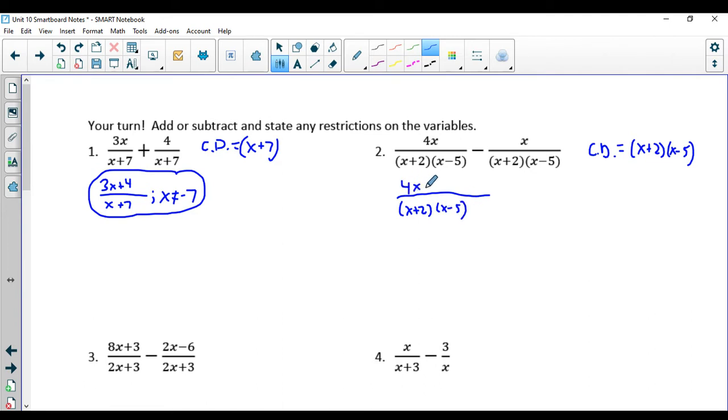On the top, we have 4x, we have a minus. Anytime we use subtraction, we're going to use brackets. So I'm just subtracting x in this case. So I'm distributing that negative sign through, so I'm going to end up with 4x minus x, which is 3x after we combine like terms. There's nothing else I can combine here. So I put my common denominator back on the bottom. And we are finished. Just have to do our restriction. So what's our restrictions going to be? X cannot equal -2 and 5.